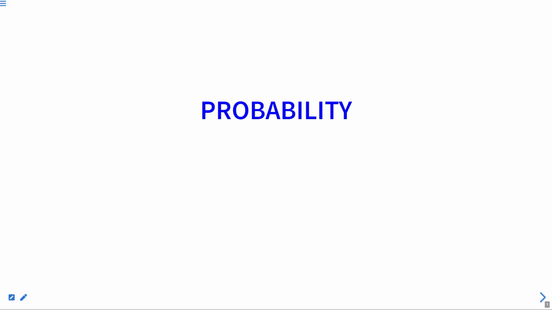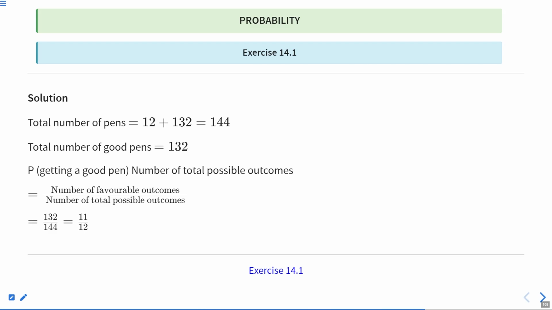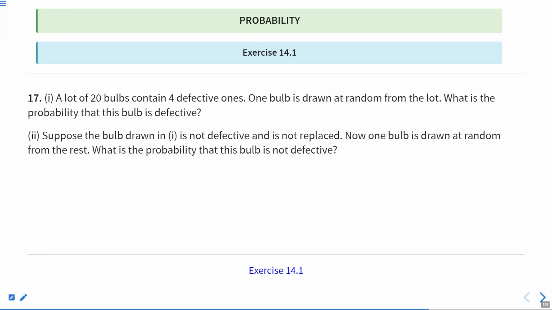So in this lecture, we will discuss exercise 14.1, and this lecture is basically a continuation of the previous lecture. In our previous lecture, we studied exercise 14.1 and solved some problems. In this lecture, we'll continue that.